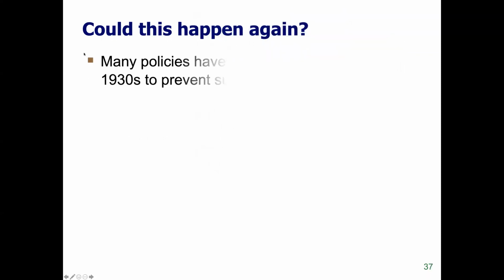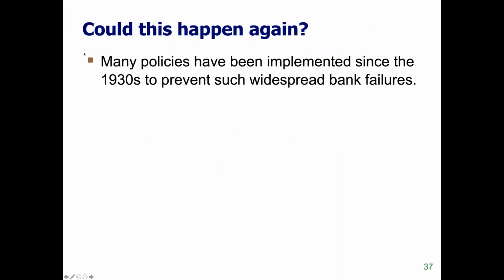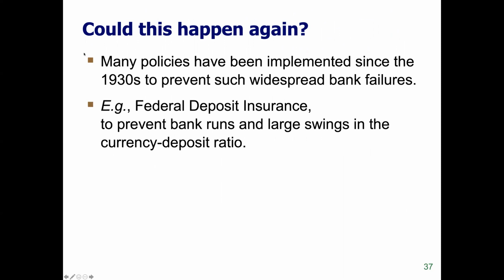Now let's ask whether this could happen again. Fortunately, many policies have been implemented since the 1930s to prevent such widespread bank failures that affected the money supply in the ways we talked about. For example, federal deposit insurance to prevent bank runs and large swings in the currency deposit ratio. If a bank fails, the government arranges over the weekend to get some other bank to buy it, and they throw in what money is necessary to keep people's deposits safe, up to deposits of a certain size. But there's a loophole because people can have as many different deposits at different banks as they want.